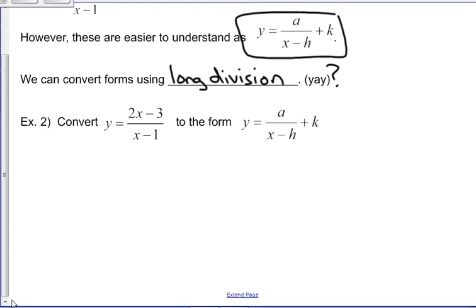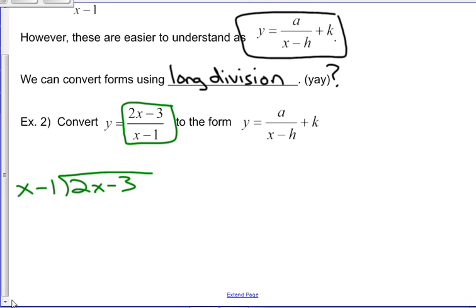But it does get us to go from here, y equals 2x minus 3 over x minus 1, into some form we can understand. Okay, so if I want to make this graph or describe this graph, here's what I do. I'll perform this division. So I'll go 2x minus 3, and I'll divide it by x minus 1. And yes, you could use synthetic if you prefer.